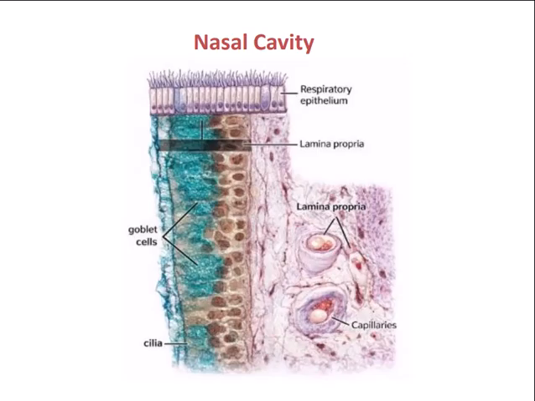Now if we look at the nasal cavity, we have the respiratory epithelium, and this is the top layer. As you can see in the figure, it's made up of pseudostratified ciliated columnar epithelium. It contains cilia and goblet cells, like the others in the previous slide. And then we have the lamina propria just under the epithelium. It's a loose connective tissue layer that contains blood vessels, immune cells, and glands.